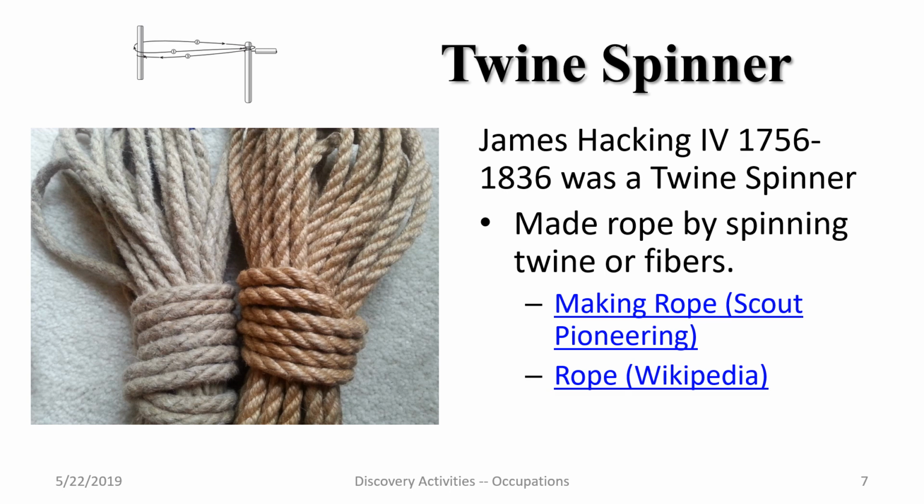James Hacking, 1756 to 1836, was a twine spinner, which means that he made rope by spinning twine or fibers spun from different types of plant. He may have also used fiber from wool, but more than likely it was plant fibers. He had a cousin also named James Hacking who listed his occupation as a rope maker. I am unsure of the difference, but it is quite certain that my third great-grandfather made his ropes by twisting fibers.